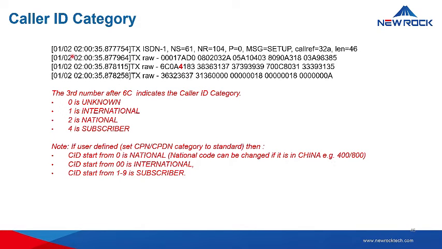Then how to see the caller ID category. Usually that's the third number after the 6C, the calling number. After 6C, the third number, you can see here is 4. Usually that refers to the subscriber line. 0 is unknown, 1 is international. If the user defines the category standard, they can also start with 1 to 9 as a subscriber, 00 for international, and 0 for national.